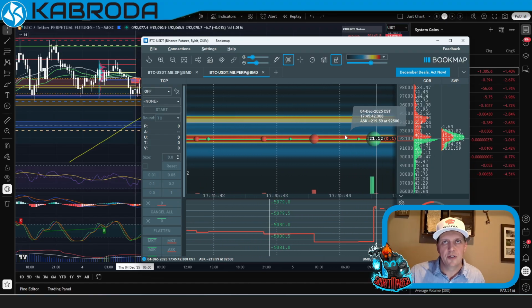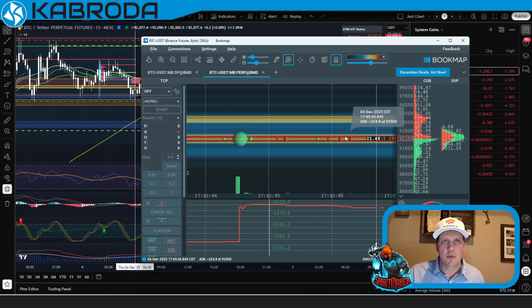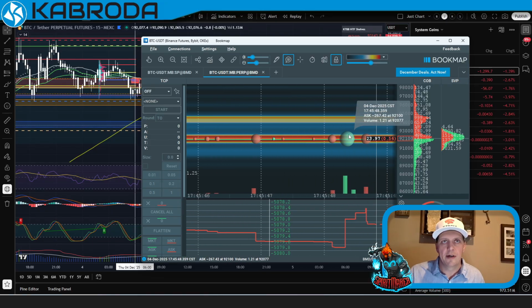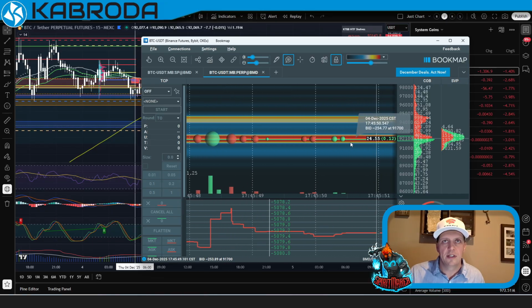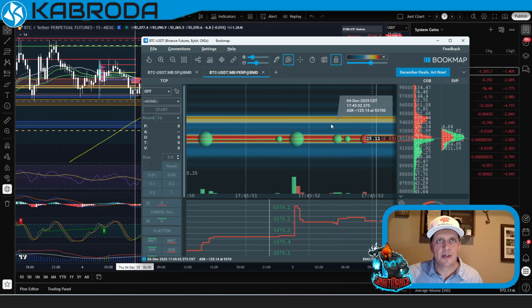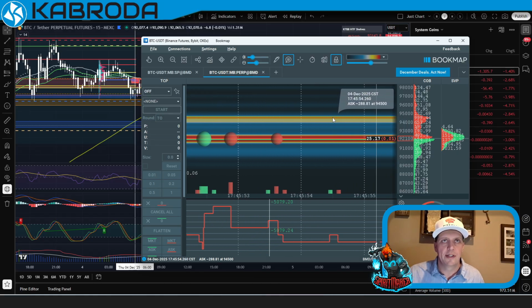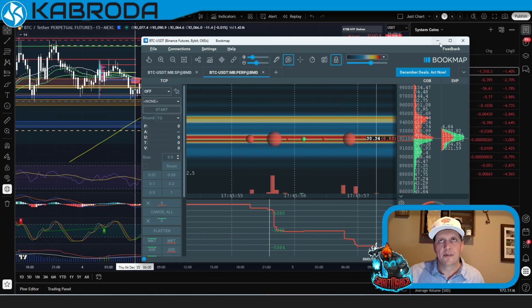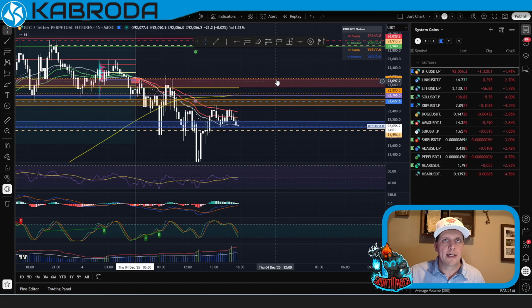Say it's like 92,500, right? And I'm just running my mouse up and down this red area where most of the liquidity is sitting. It might be 91,700 right now. Up at the top here, looking around 94,500 right now, right? So if we come back here, you can see that same liquidity sitting on the charts right now.